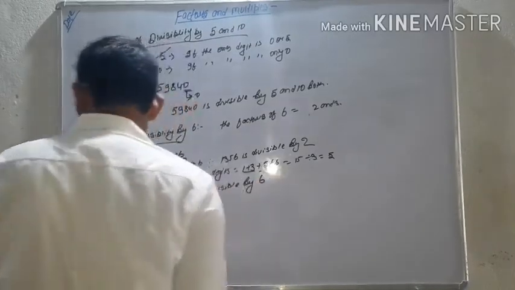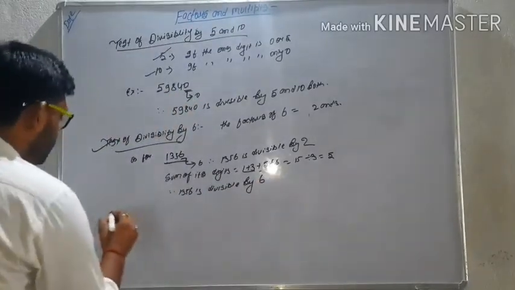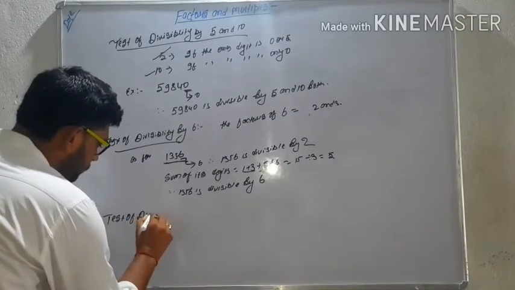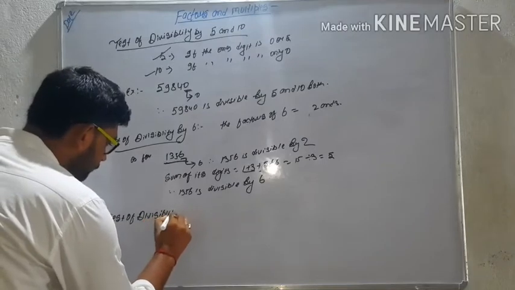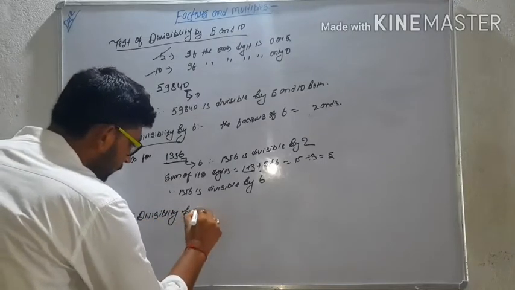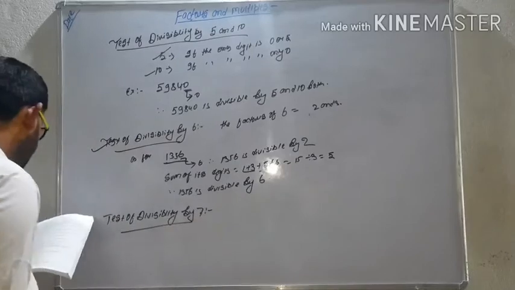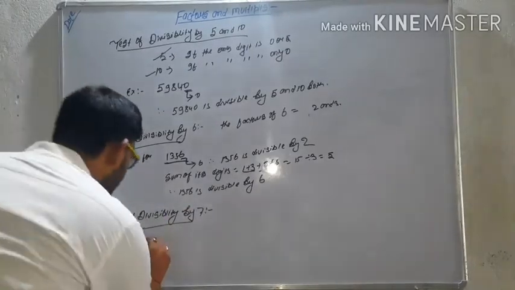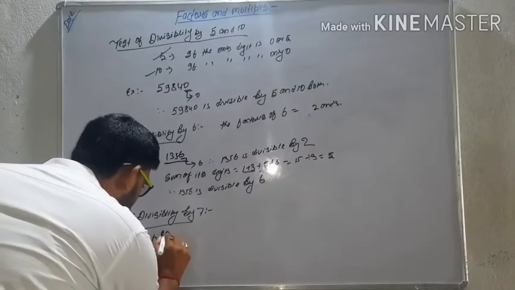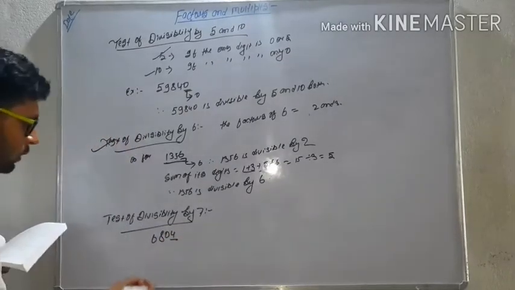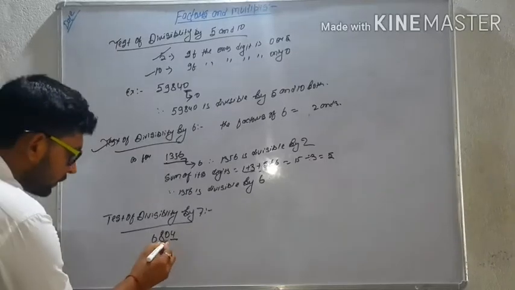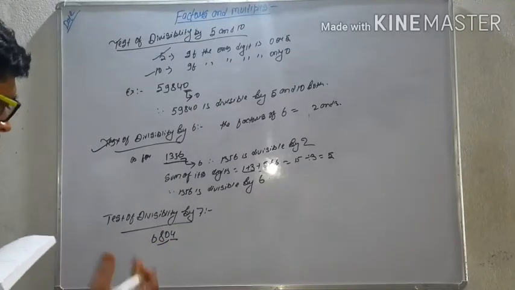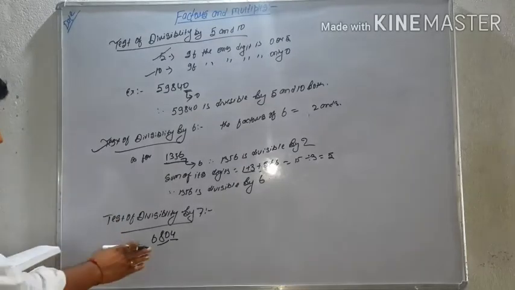And now divisibility by 7. Now, for divisibility by 7, let us calculate. Consider the number 804. Here the unit digit is doubled, and when it is subtracted from the remaining digits, if the result is divisible by 7, then the number is divisible by 7.